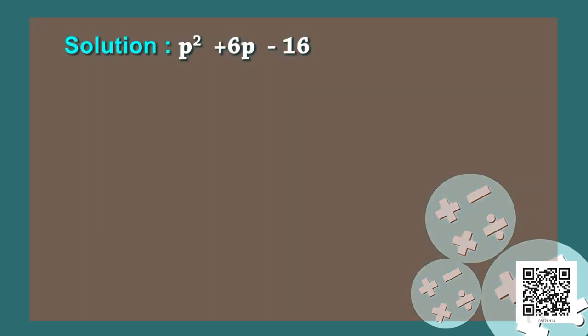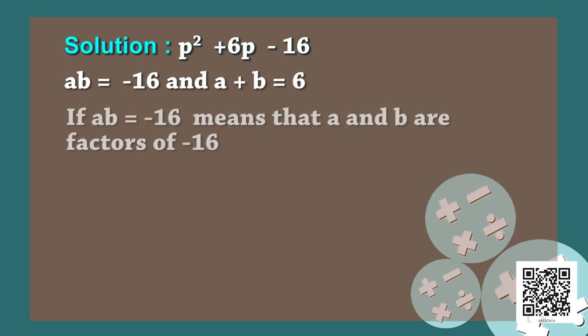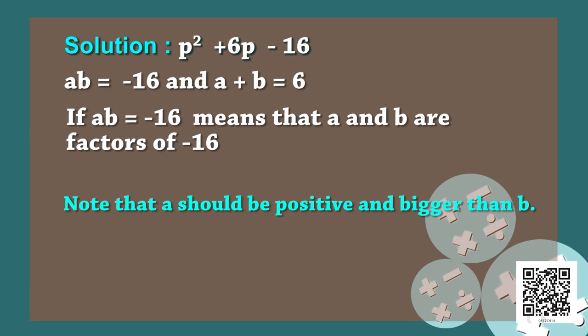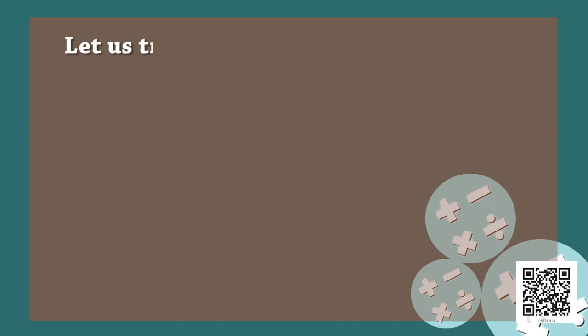Consider the given expression p square plus 6p minus 16. Again, if you compare the RHS of the identity 4 with this expression, we find A into B is equal to minus 16 and A plus B is equal to 6. Look, AB is equal to minus 16 means A and B are factors of minus 16. Note that A should be positive and bigger than B, then only A plus B can be a positive number. So, let us try A is equal to 16 and B is equal to minus 1.